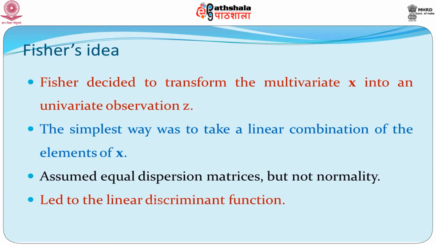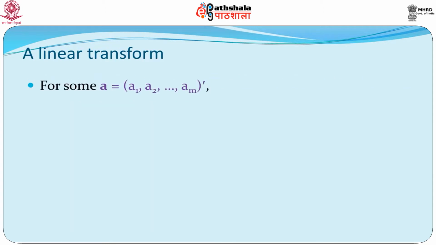Now, let us see how this works. So, let us look at how Fisher does this. He looks at a linear transform. Suppose A = (A1, A2, ..., Am)' is an m-dimensional vector, and he takes a combination of these A's with the x's. So, y1i is defined as A'x1i, which really means that he is taking a combination like A1 times x1i1 plus A2 times x1i2, etc. And we can define this for all of the n1 members from the first group.